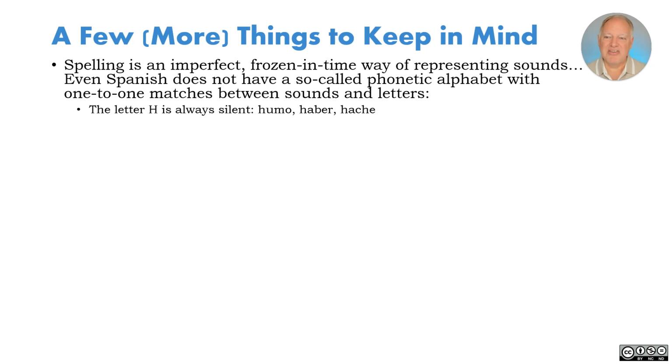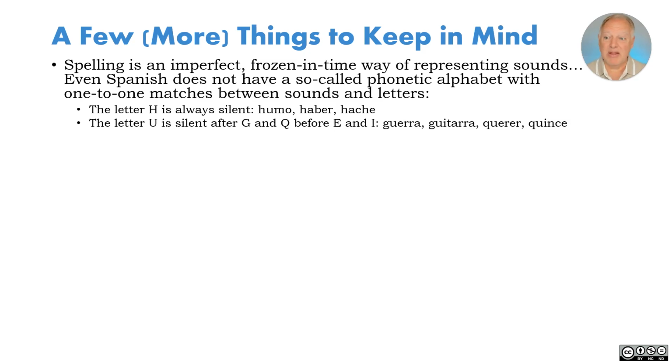The word for the letter H itself. The H is always silent in Spanish, yet it shows up in spelling. The letter U sometimes is silent. So for example, after G and Q, but before E and I in words like guerra, guitarra, querer, or quince. So we see the letter U, we don't hear it. So again, not a phonetic alphabet.